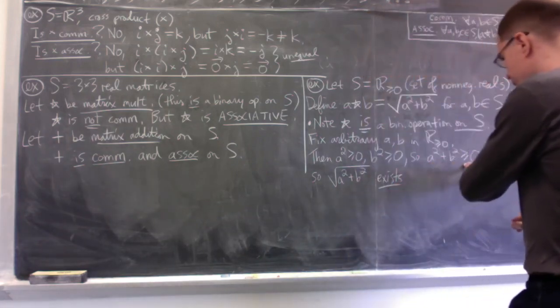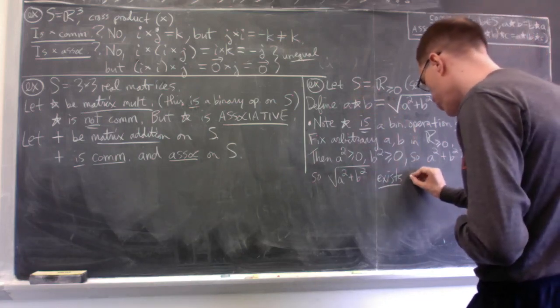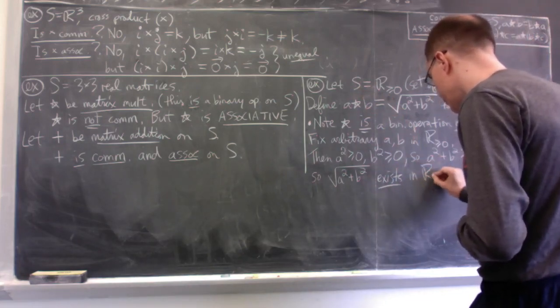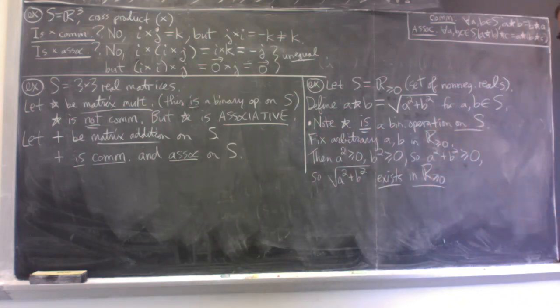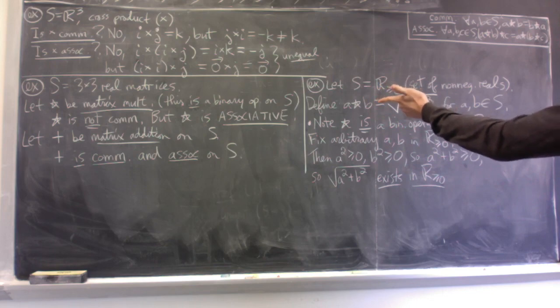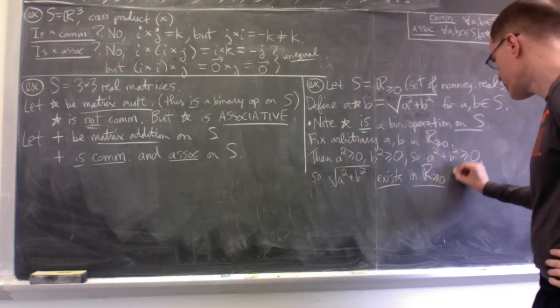I can do that if I take the square root of a non-negative thing. That's allowed. That's a real number. In fact, it's a real number greater than or equal to 0, and it's unique, so we don't want the negative square root. Therefore, closure holds, because notice this is the set that we started with, and we have a binary operation.